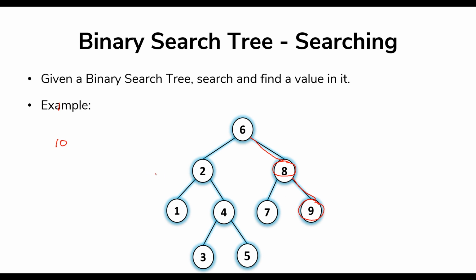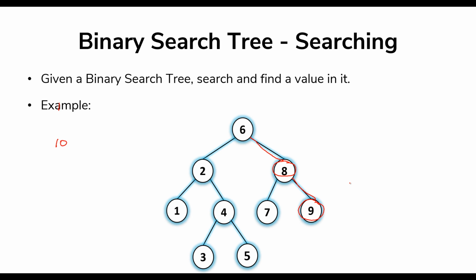Now check 10 and 9. Check whether these two values are equal. No, it is not equal. Check whether 10 is less than 9. No, it is not less than 9. Check 10 is greater than 9. Yes, 10 is greater than 9. Try to go for the right subtree. Right subtree is null, which means that the element 10 is not present in the binary search tree. This is the logic for searching an element in the binary search tree.